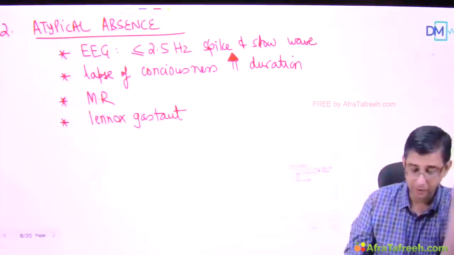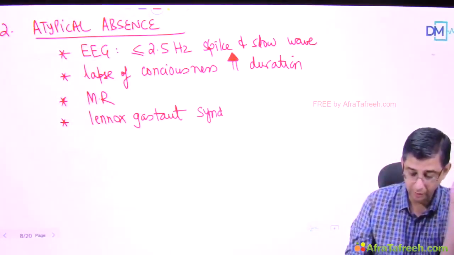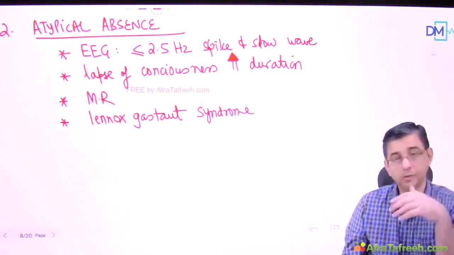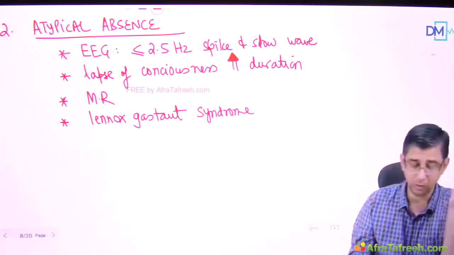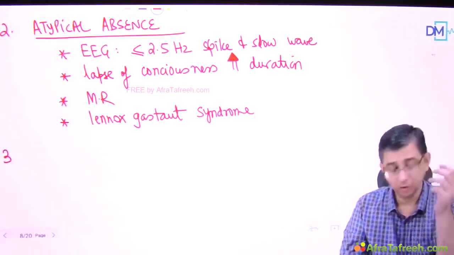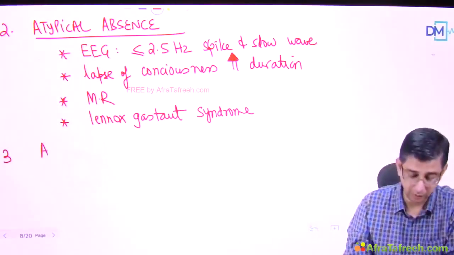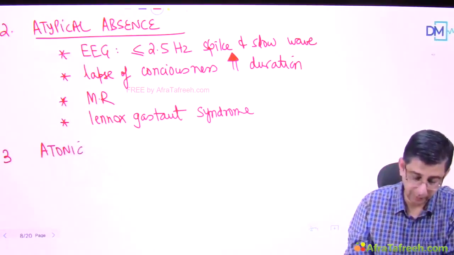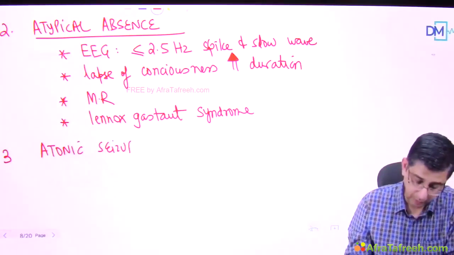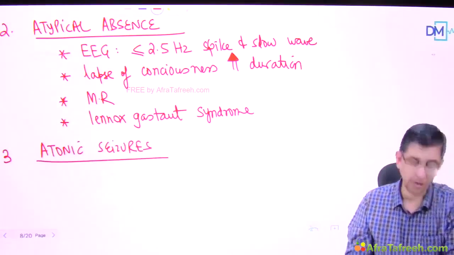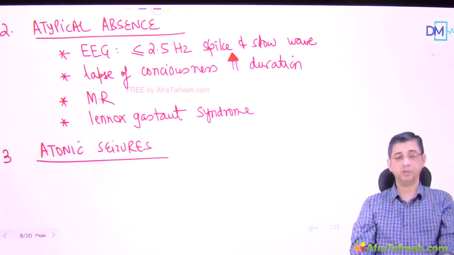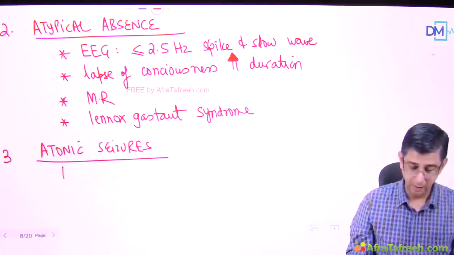Typical and atypical absence seizure are usually differentiated on the basis of EEG. Atypical is more common with syndromes like Lennox-Gastaut syndrome. Third, we will compare this now with what I was saying as atonic seizure all the way. Chances of injuries are higher in atonic seizure because the person can fall suddenly.